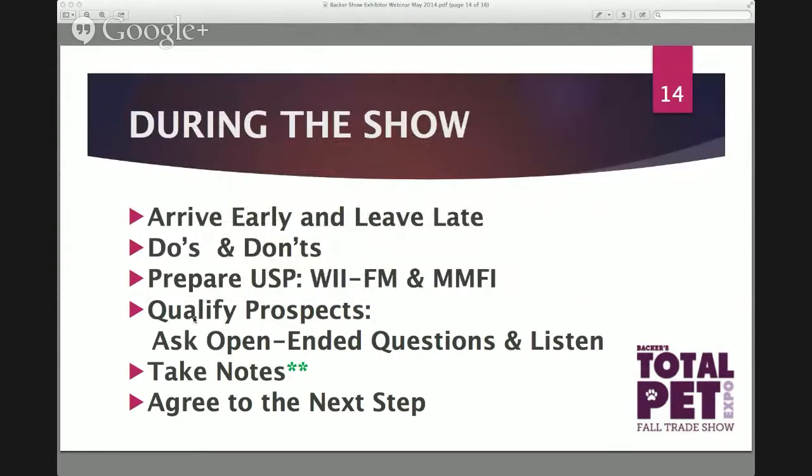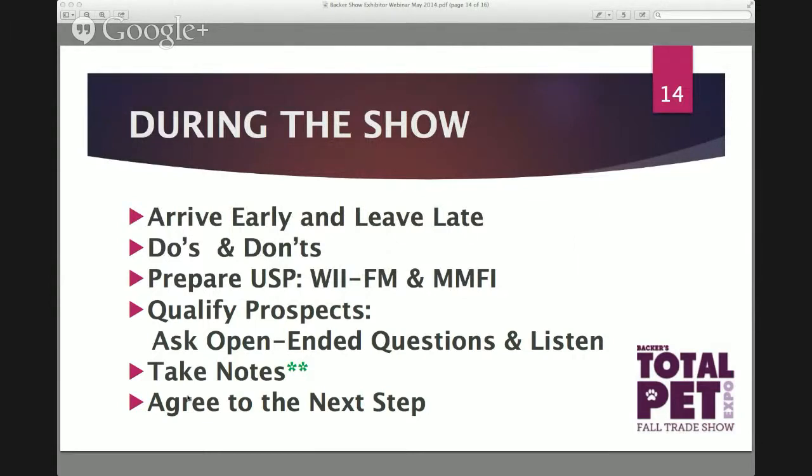Right, so next, now we're actually at the show. My suggestion is that you arrive early, make sure the booth is set up properly, and that you have papers neatly stacked or stored in the booth. Let everybody know where all the supplies are located before the show begins.